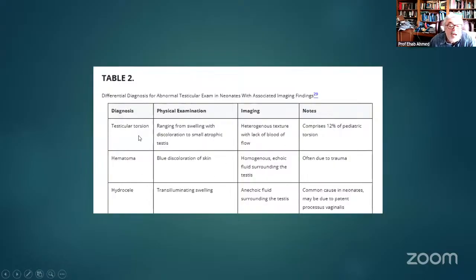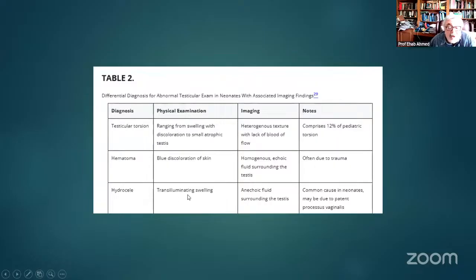So testicular torsion, the physical exam ranges from swelling with discoloration to small atrophic testes. And on imaging, of course, there will be heterogeneous texture with lack of blood flow. These are the ultrasound findings. And this represents 12% of the pediatric torsion. And then the hematoma will be blue discoloration, and the ultrasound will show a homogeneous echoic fluid surrounding the testis. It's due to trauma, usually if the baby is breech.